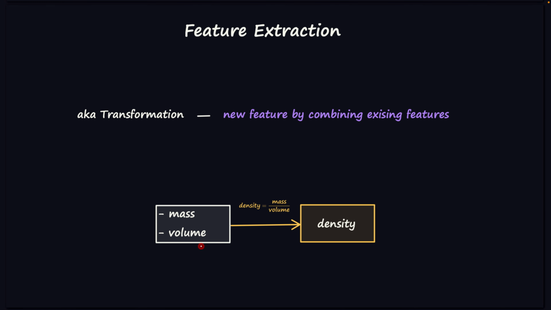Let's imagine that we have a data set, and that data set has two features called mass and volume. For the task at hand, we believe having density will be useful, and it will help the model to understand the pattern much more easily, and the training process will be better. That is what we believe. So what we do is we create this new feature called density from mass and volume. This type of activity is called feature extraction.